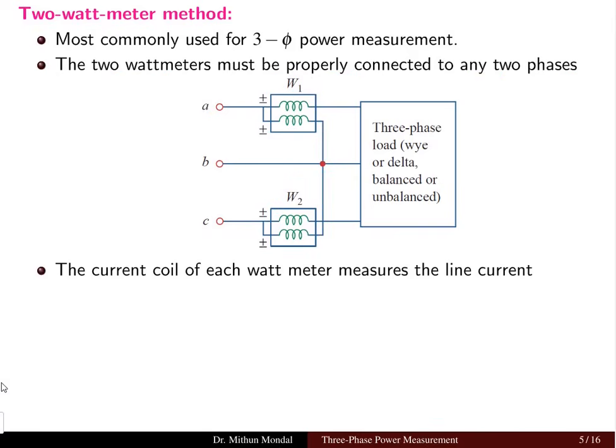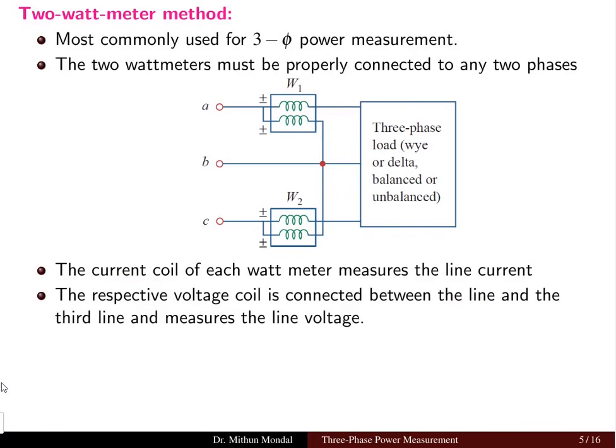The current coil of each wattmeter measures the line current. Note here, because we are measuring the 3-phase voltage and current, whatever current is being measured is the line current. It is not the phase current. Even this wattmeter is basically a single phase wattmeter. The respective voltage coil is connected between the line and the third line and measures the line voltage. If you see the voltage coil, it is connected between the line and the common point B. The second wattmeter is also connected to B, and this voltage is basically the line voltage.